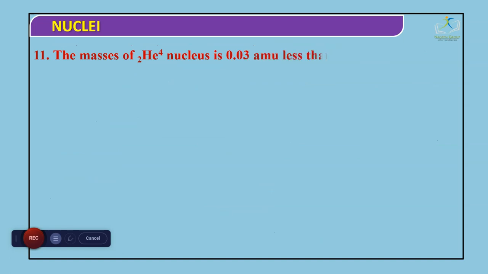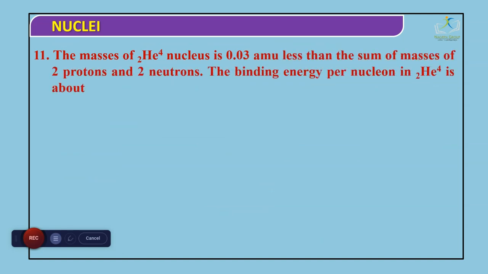The next question we have: the mass of a 2He4 nucleus is 0.03 AMU, atomic mass unit, less than the sum of the masses of 2 protons and 2 neutrons. The binding energy per nucleon of 2He4 is about 7 megaelectron volt, 28 megaelectron volt, 4 megaelectron volt, 2 megaelectron volt.